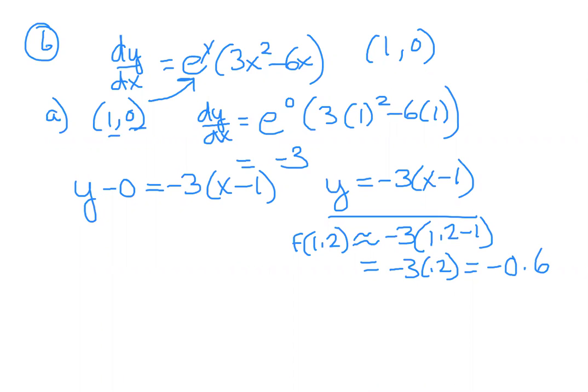You get 1 point for finding this slope. You get 1 point for the tangent line, and you get 1 point for this approximation.